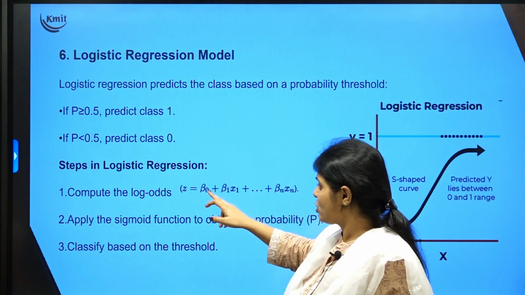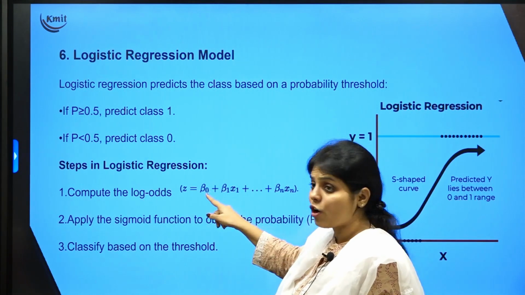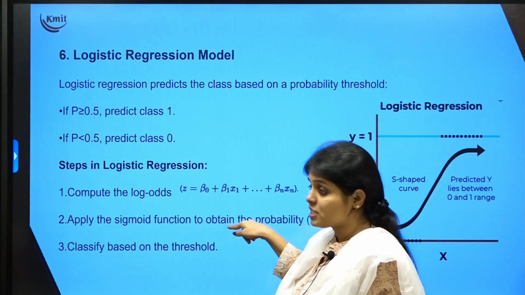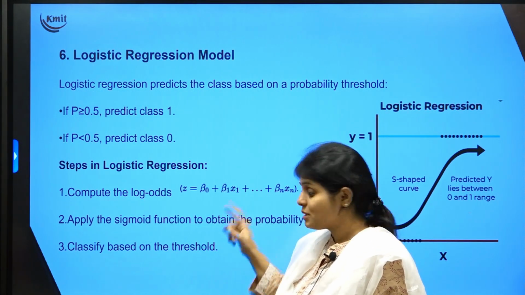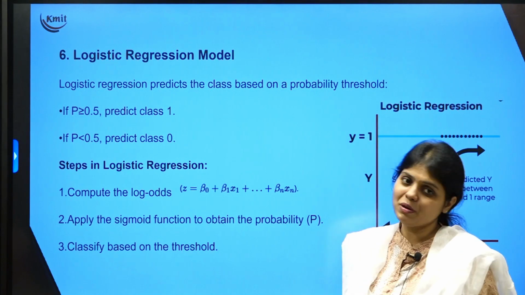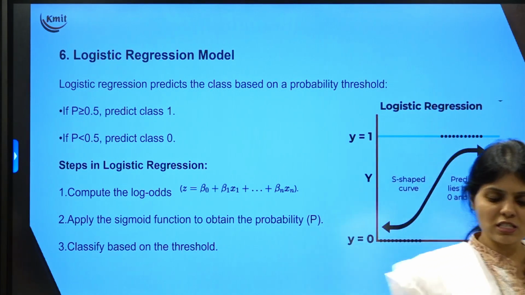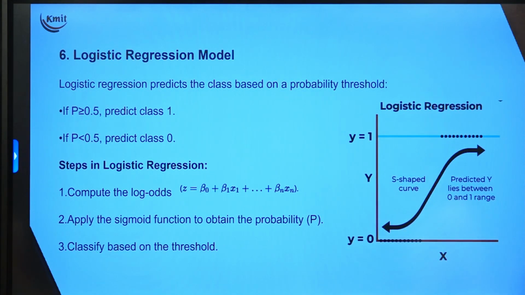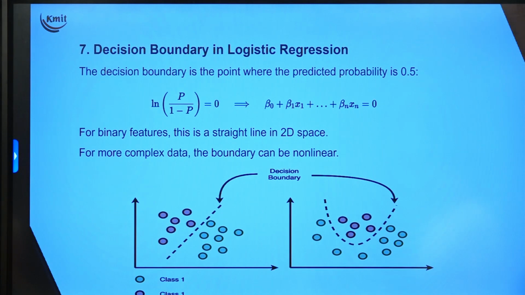So first of all, we have to compute the log odds, apply that log odds z in the sigmoid function, which is 1 by 1 plus e power minus z, and then classify based on the threshold. This is a three-step procedure for us to develop a logistic regression model.